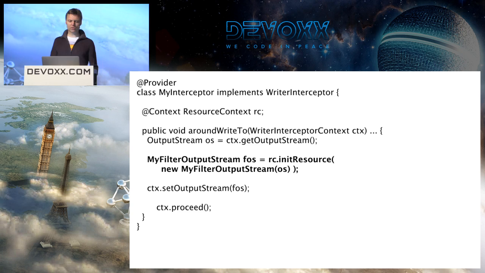So in an interceptor, I can do the same thing. I can inject the resource context, and then when I'm creating this entity filter stream object that I'm hooking into the stream, I can actually make that managed too. And then have, inside my filter output stream, access to the current request information, which might be useful when I'm working on the stream that's flowing through.